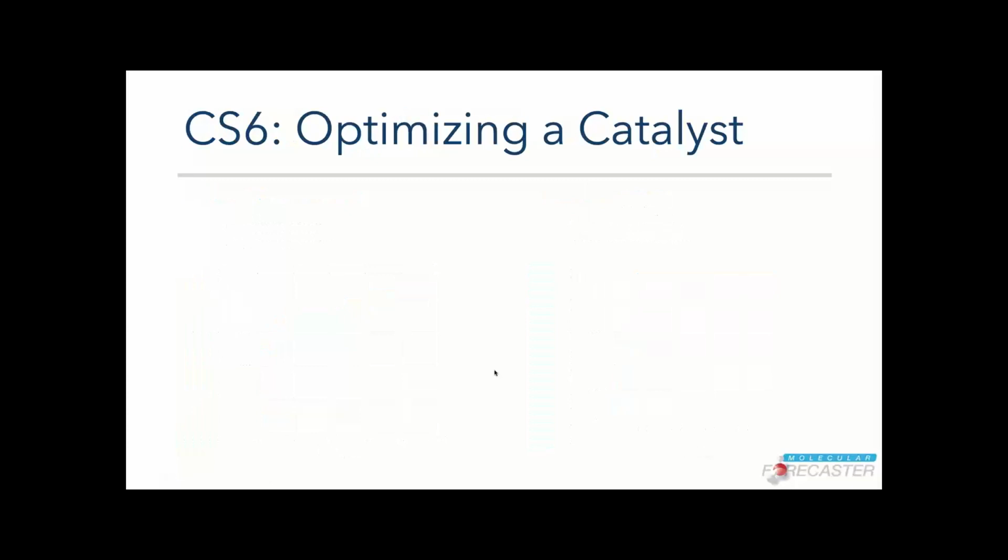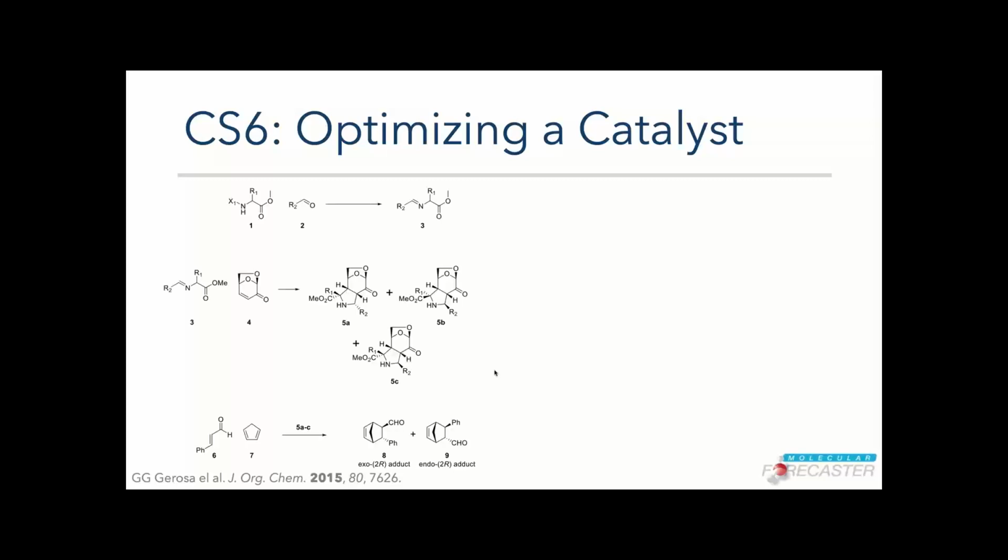The last kind of case study that we thought about for this is optimizing a catalyst. So this is one where you have a good scaffold and can you make it better and make it more stereoselective.